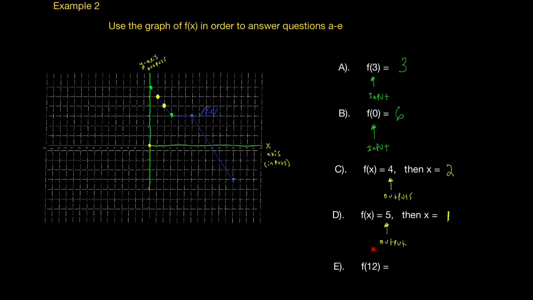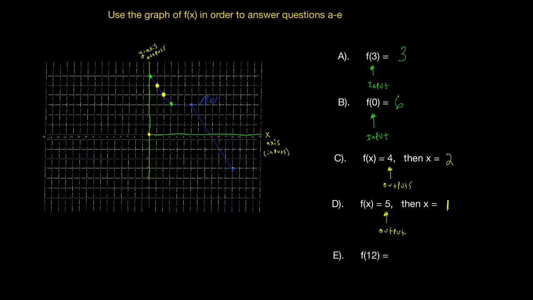For the final part here, we're trying to evaluate an input again. So we're trying to look for f of 12. So this is an input. So let's use the x-axis and let's search for 12. 12 is right here. And now notice that this time I'm not going up because f of x doesn't exist above here. It actually exists below. So here I'm going to have to go down.